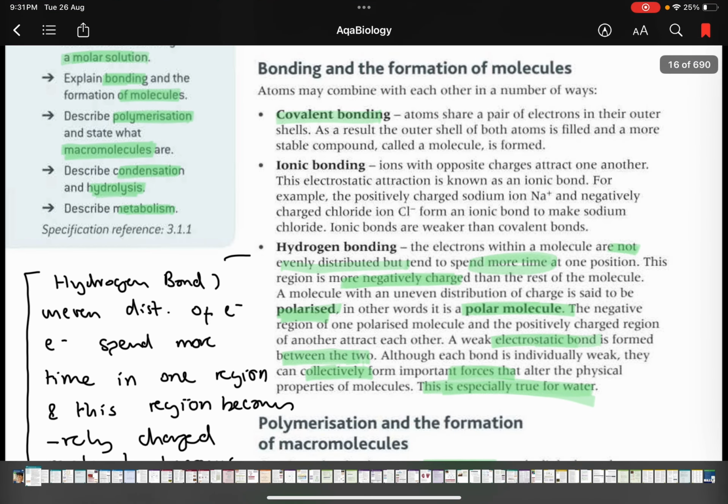So basically, atoms combine with each other in a number of ways, and we've learned about this in chemistry as well. Essentially there are three main types of bonding: covalent bonding, ionic bonding, and hydrogen bonding. Covalent bonding consists of the sharing of electrons in pairs, and ionic bonding consists of the loss and gain of electrons between atoms of an element, and as a result your atoms turn into ions, which are essentially charged particles. These particles are oppositely charged, and so they'll attract each other in a process known as ionic bonding.